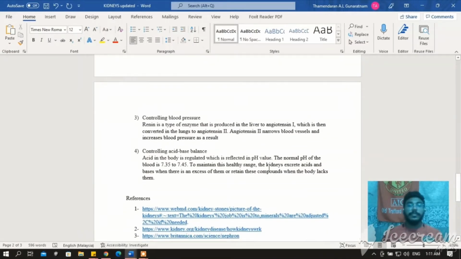The fourth one is about controlling acid-base balance. Acid in the body is regulated, which is reflected in pH value. The normal pH value of the blood is around 7.35 to 7.45. So to maintain this healthy range, the kidneys excrete acids and bases when there is an excess of them, and retain these compounds when the body lacks them.